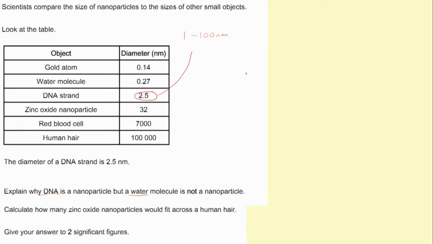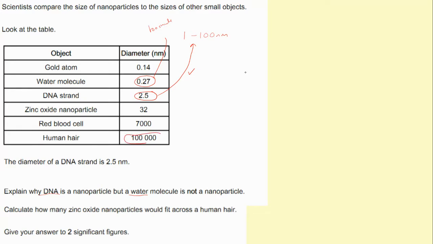So 2.5 is between 1 and 100 nanometers, so that is a nanoparticle. The water molecule is 0.27, so it's too small. It's outside this range of 1 to 100 nanometers, so it's not a nanoparticle. So that's the first bit. And then it's asking us to calculate how many zinc oxide nanoparticles would fit across a human hair.